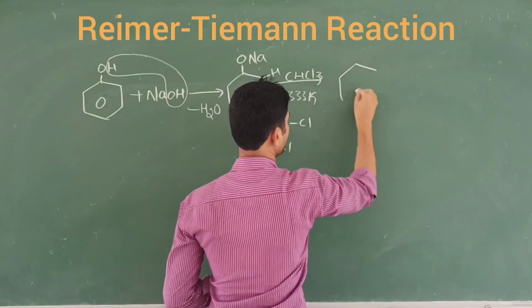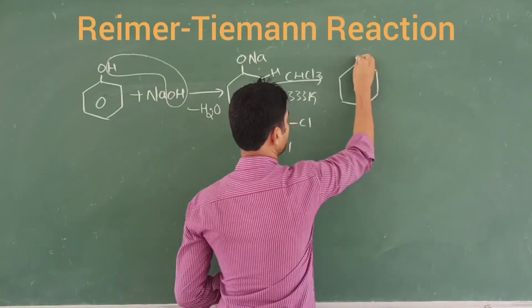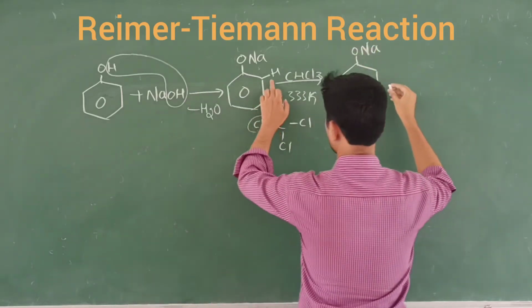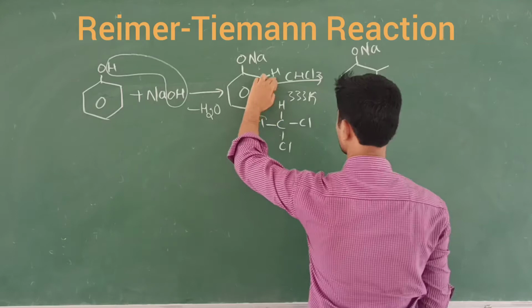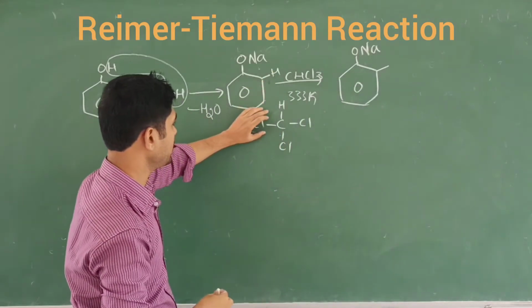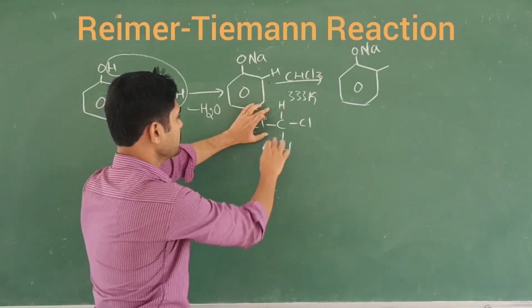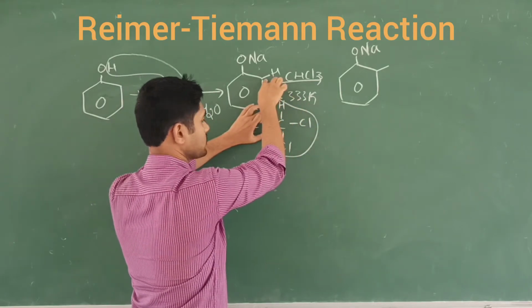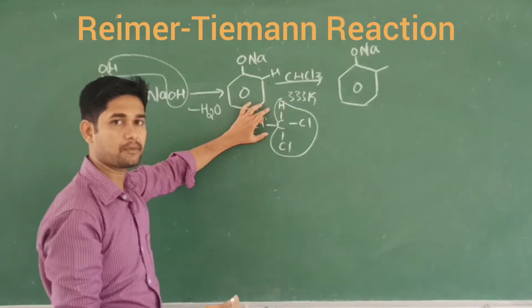So what is the remaining? I am going to write here: this will be as it is, ONa, the sodium phenoxide, plus, in the place of this hydrogen, I take this, when hydrogen and this chlorine are eliminated here. What is the remaining compound? CHCl2. This will attack at this position, because the ortho position carbon will be there.